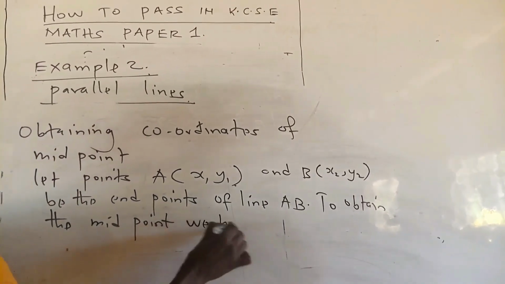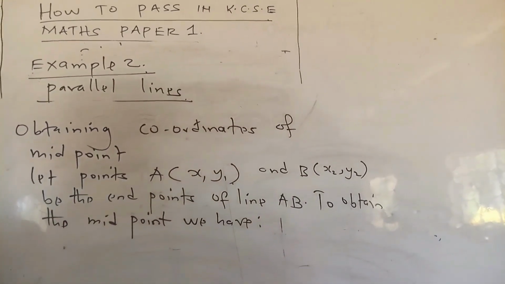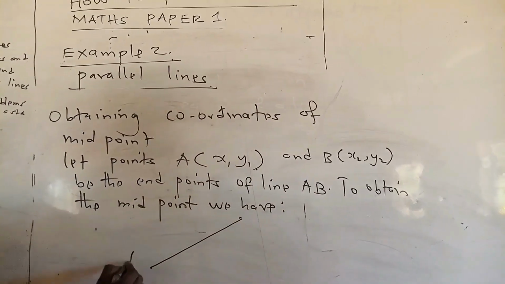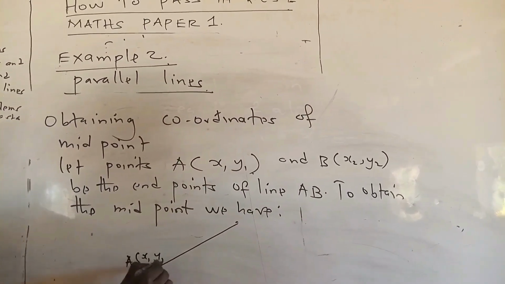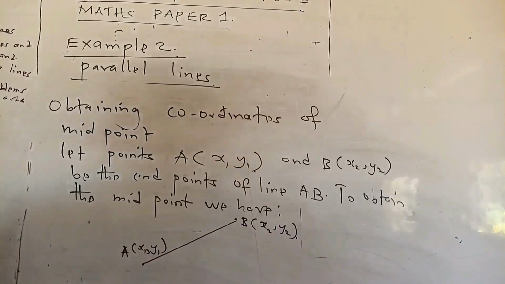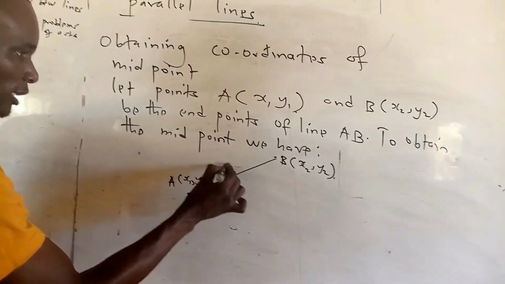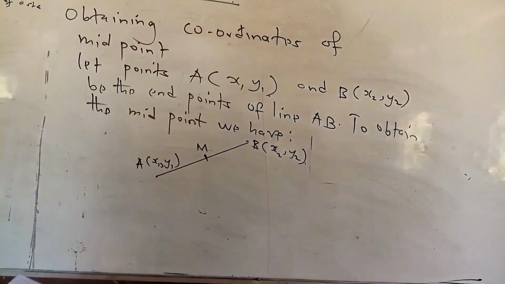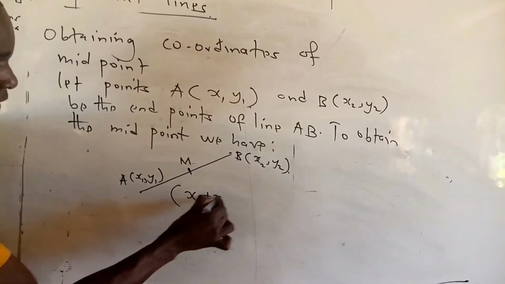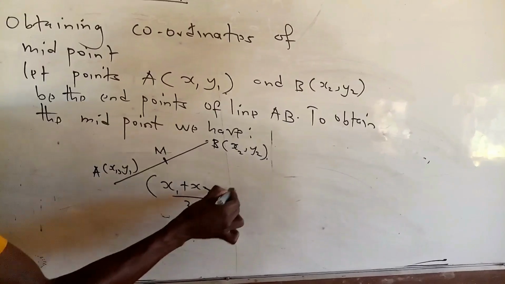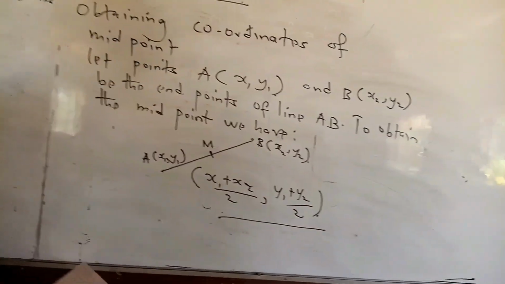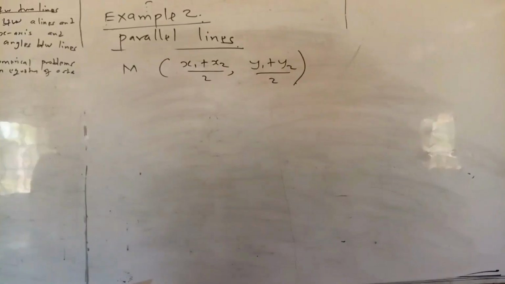we have, so this is the line, and within the line we have point A, which is x1, y1, and then B, which is x2, y2. And I'd like to get the midpoint M at that point. So for us to get that midpoint, the formula that we're going to use will be x1 plus x2 all over 2, comma y1 plus y2 all over 2. So this one will give you the coordinate for the midpoint.